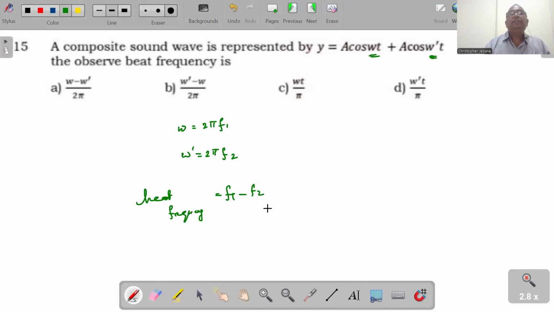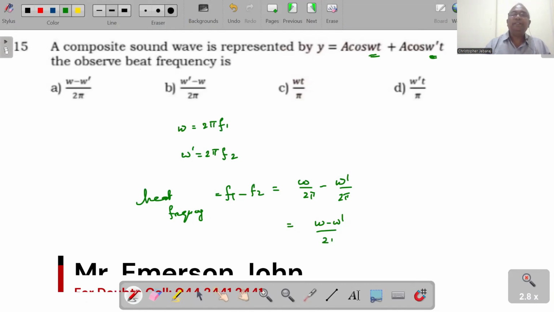So this answer will be: f1 is nothing but omega by 2 pi, minus omega dash by 2 pi. Taking 2 pi common, the answer is omega minus omega dash by 2 pi, which is the beat frequency.